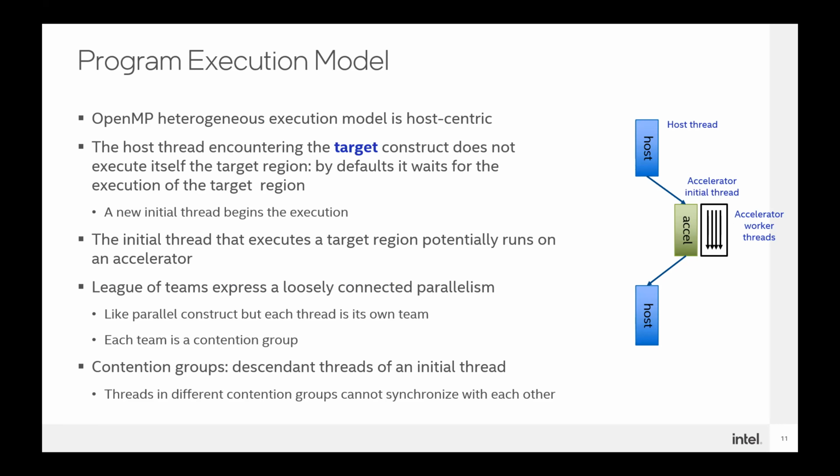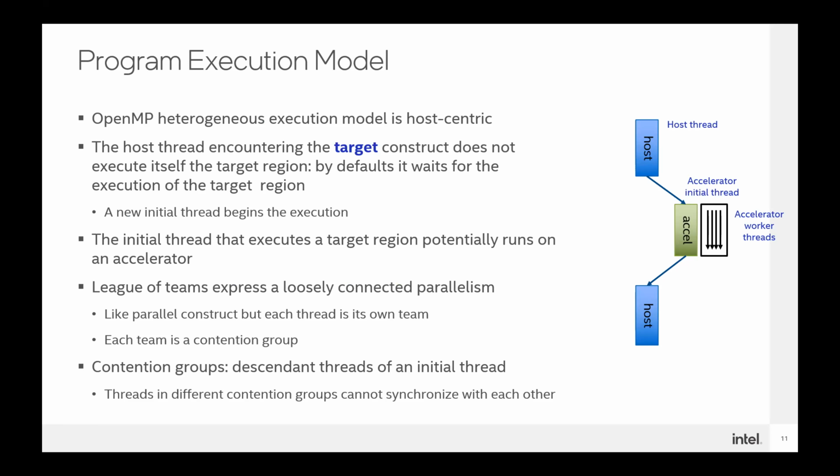This is because the thread that encounters the target construct, the construct that defines a region that should be run on the device, does not execute the target region. It creates a new initial thread on the target region. The initial thread on the host waits for the execution of the target region to complete, and after it finishes, the initial thread on the host continues executing the code after the target construct.